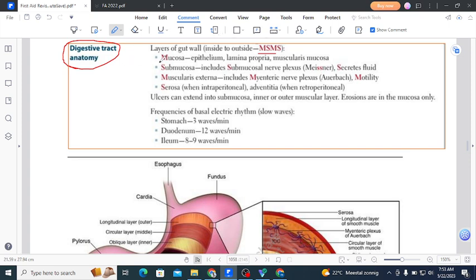Firstly, the innermost structure is the mucosa that contains epithelium, lamina propria and muscularis mucosa. These three structures combined are called the mucosa. The epithelium varies: for example, in the esophagus it is stratified squamous, while in the intestine or stomach it is simple columnar epithelium. So there is a difference in the epithelia, but the mucosa of all the GIT is made up of three components: first epithelium, second lamina propria, and third muscularis mucosa. The submucosa includes the submucosal nerve plexus, also called the Meissner nerve plexus.